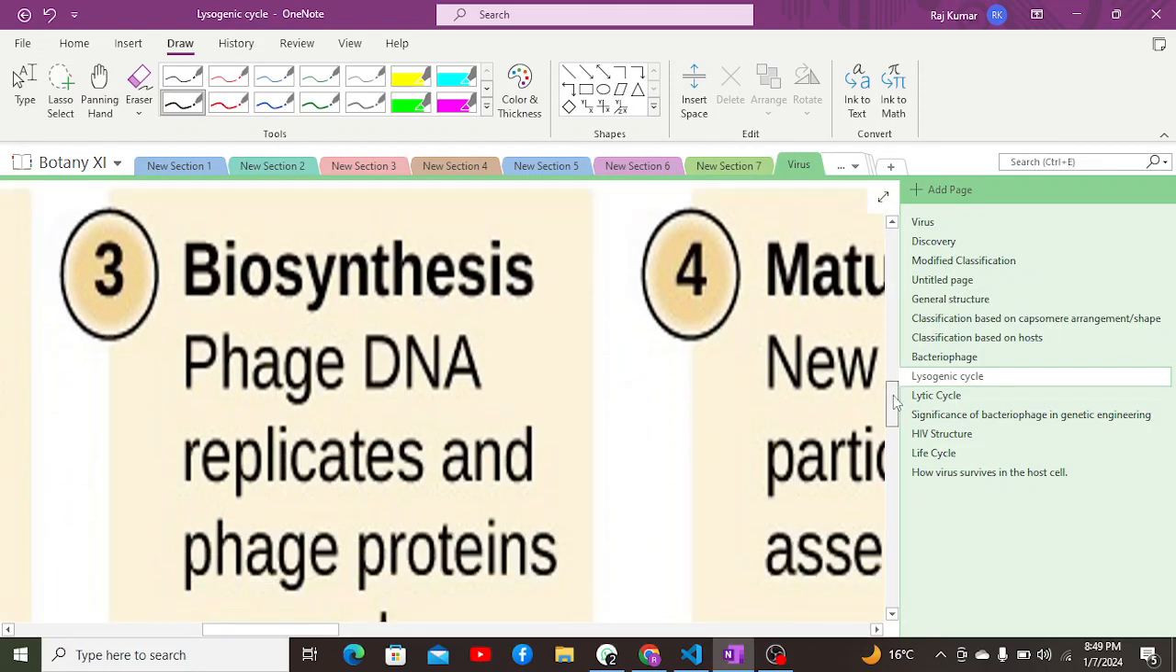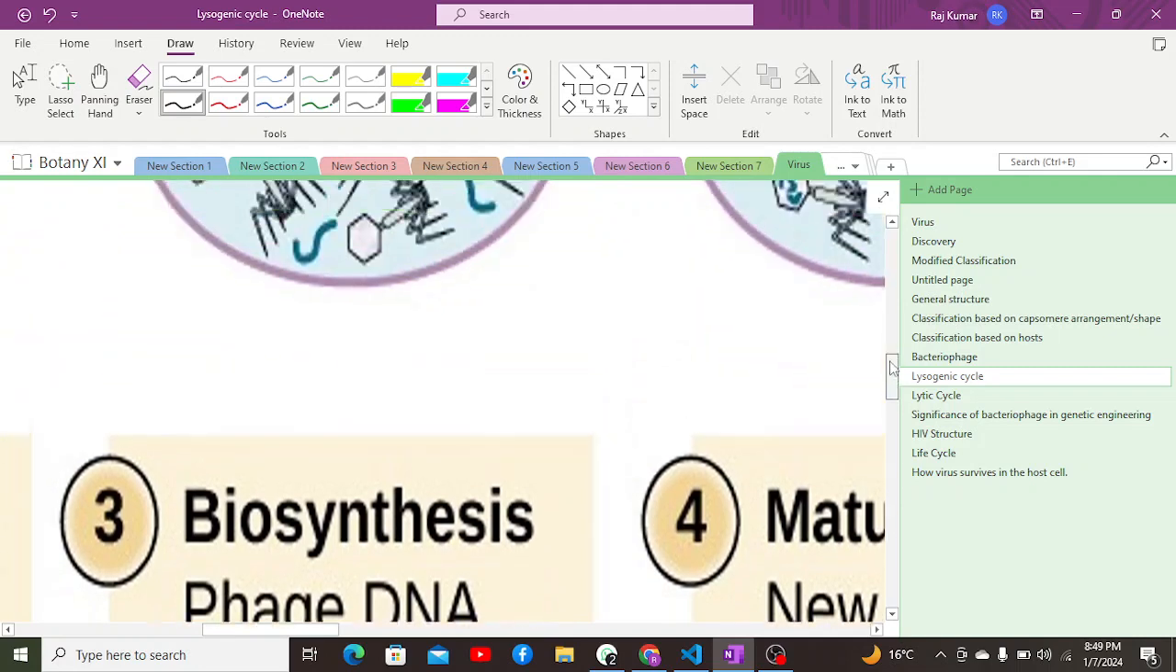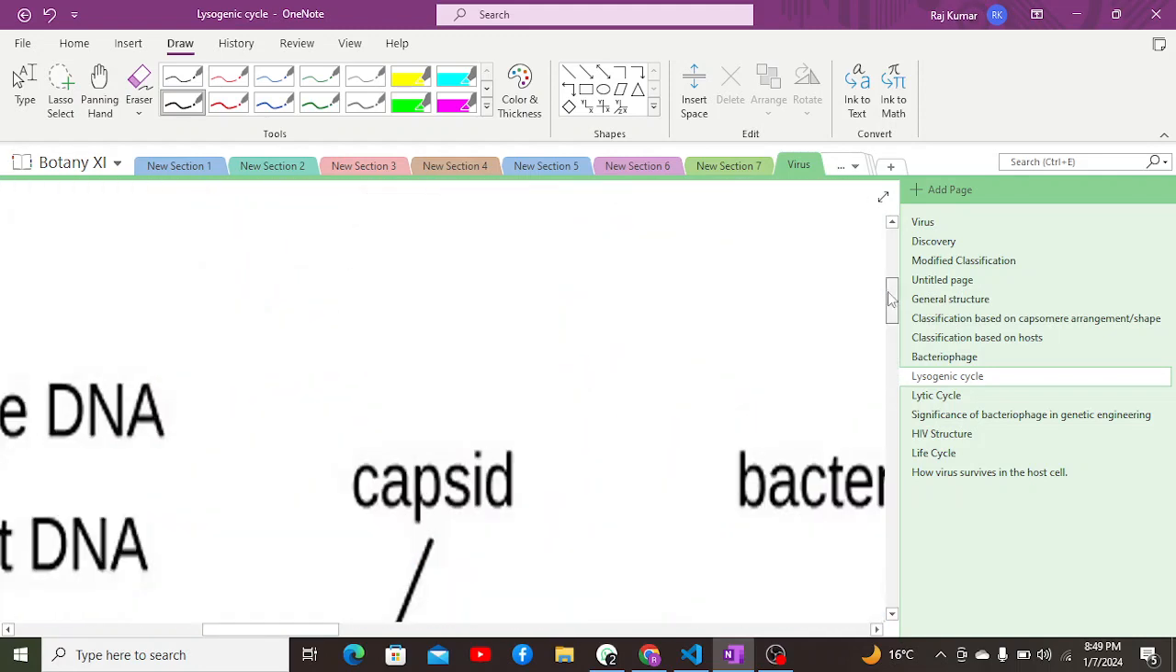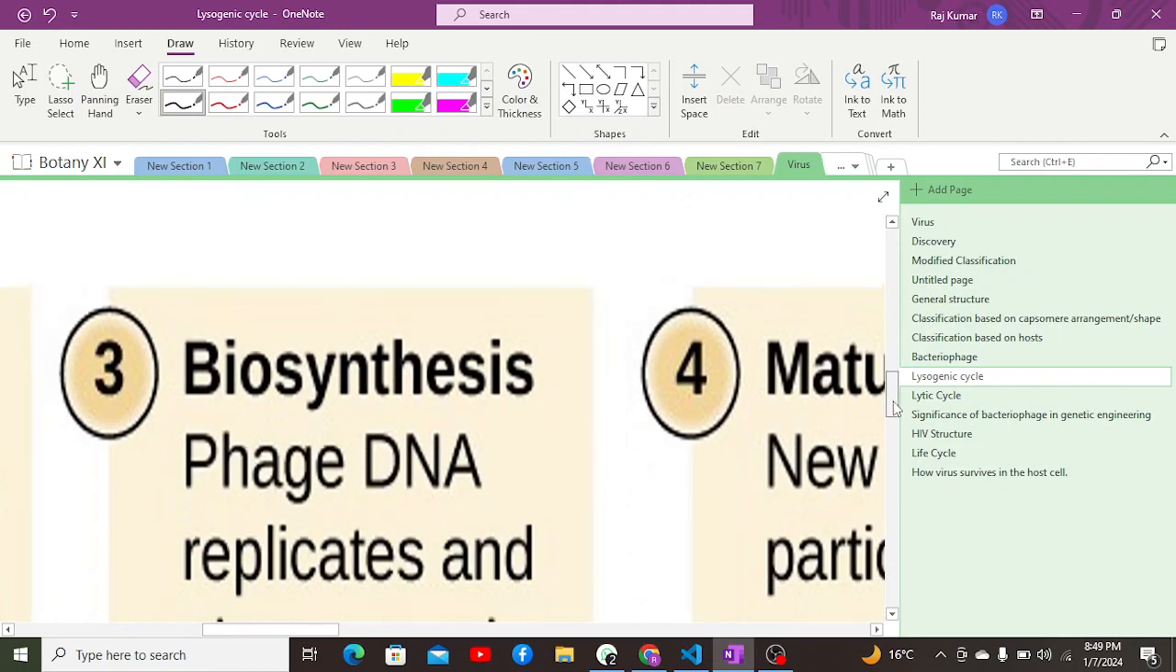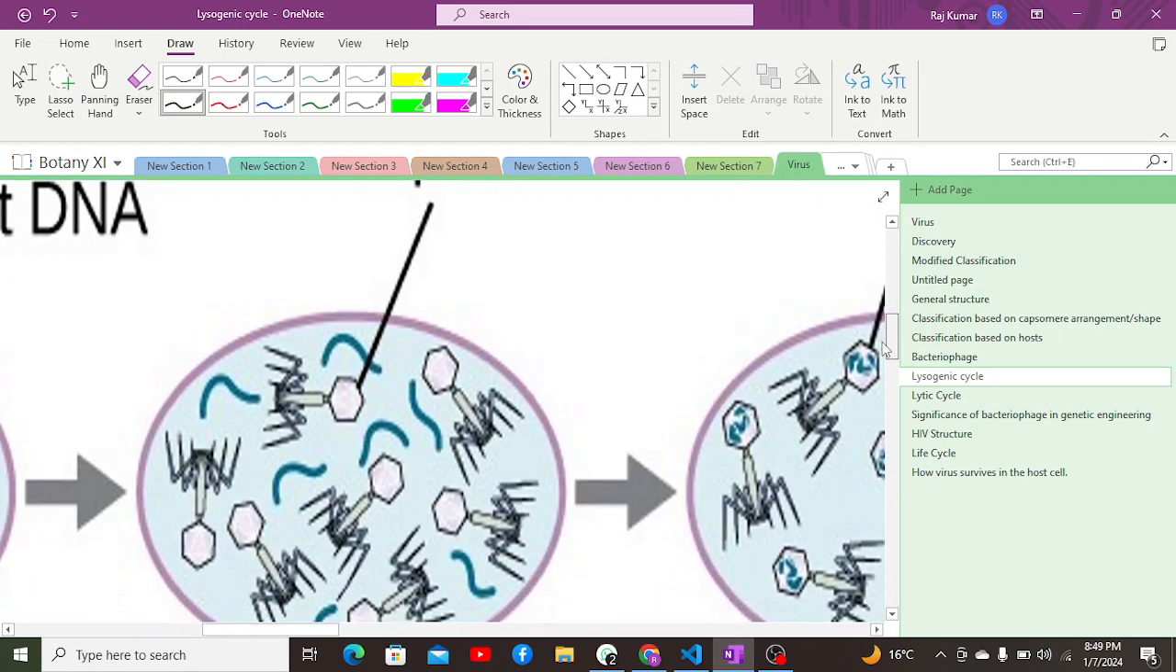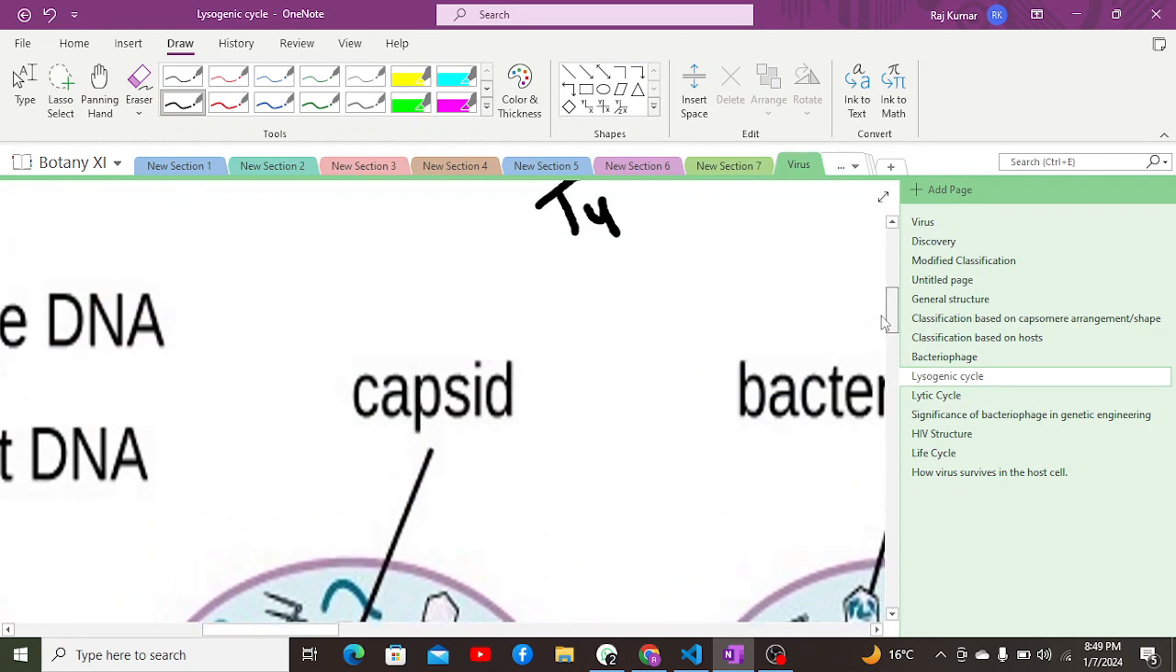Now, coming to the next step, which includes the biosynthesis or replication. This biosynthesis or replication occurs in such a manner. The bacteriophage we are talking about is the T4 phage. We are specifically discussing the T4 phage.